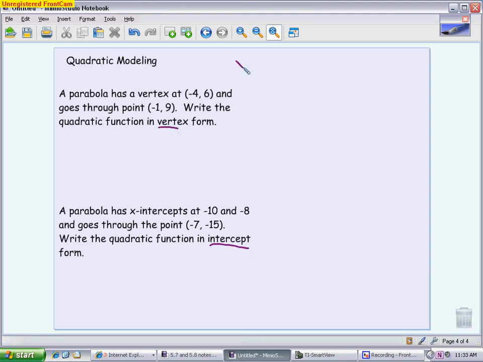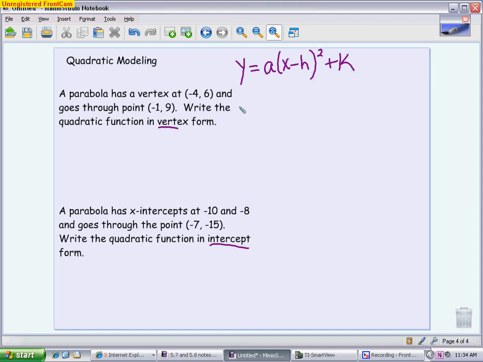Just to remind you what vertex form was, this was vertex form. The nice thing about vertex form is it was the one that you could immediately look at and know what the vertex is without using any special formula, without doing a lot of extra work. So this particular parabola has a vertex at (-4, 6).